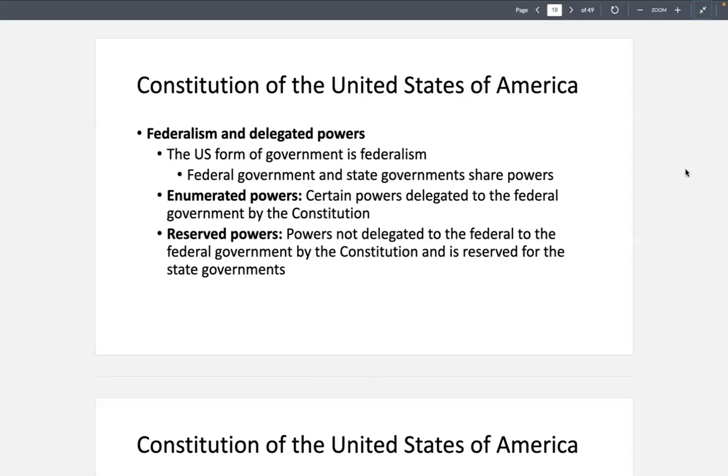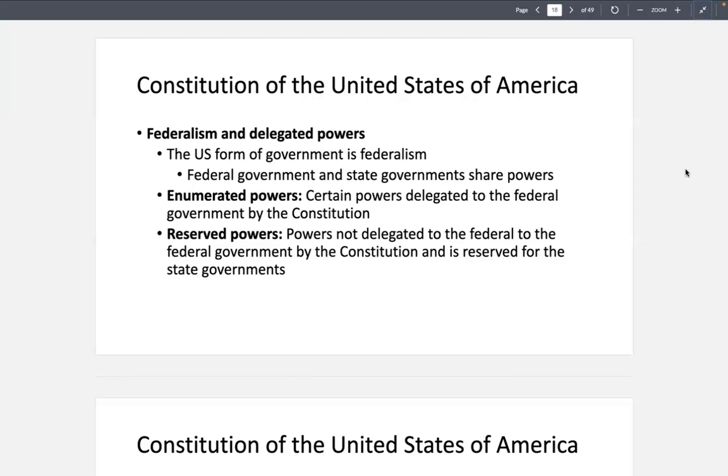The Constitution of the United States of America establishes our government as a federalist system. That means that our government shares power between the federal and state governments. So, federal government and state governments share powers that are specifically enumerated when they are delegated, or given, to the federal government. And what enumerated means is something specific: imagine you could put it in a numbered list.